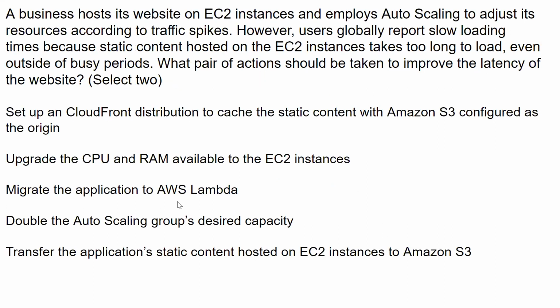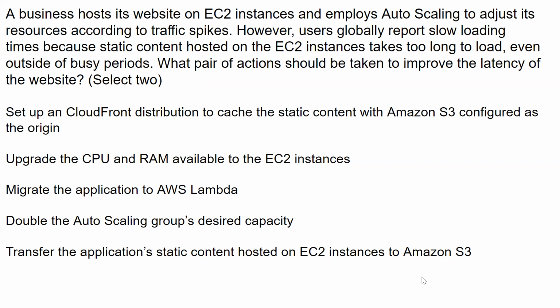Good. A business hosts its website on EC2 instances and employs auto scaling to adjust its resources according to traffic spikes. However, users globally report slow loading times because static content hosted on the EC2 instances takes too long to load, even outside of busy periods. What pair of actions should be taken to improve the latency of the website?